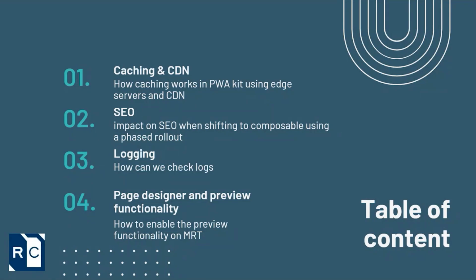We're going to talk about caching in CDN, what it is, how it works in PWA Kit, how MRT utilizes edge servers. We're going to talk about the impact on SEO when we're shifting to Composable, or what the impact of using a phased rollout is. We're going to talk about how we can check logs, especially with our decoupled storefront, where we have a decoupled front end and back end.